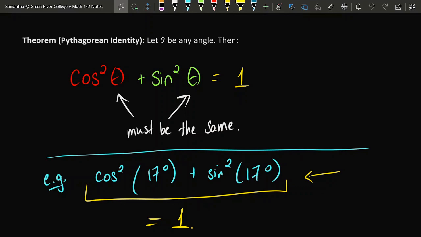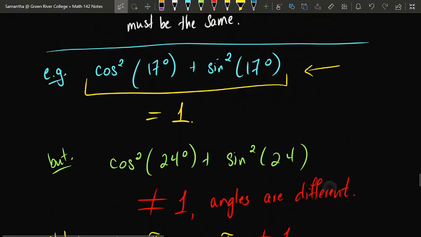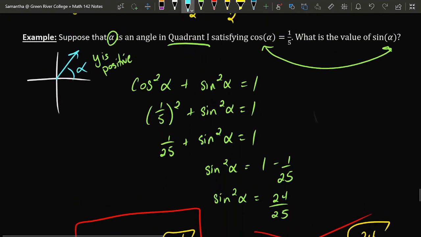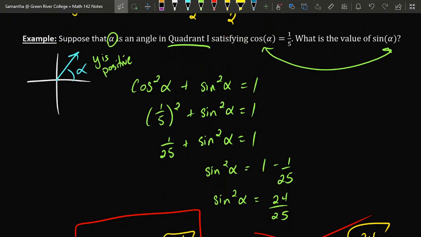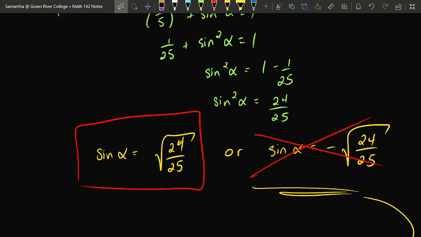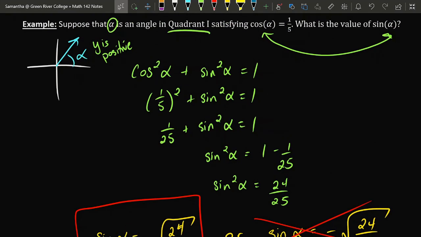You can use this to do a couple of different things. You can use it to readily simplify some complicated expressions. As well, you can use it to find the value of sine from cosine or the value of cosine from sine. Just be careful to make sure that your answer is correct, either positive or negative, based on the quadrant into which your angle points.